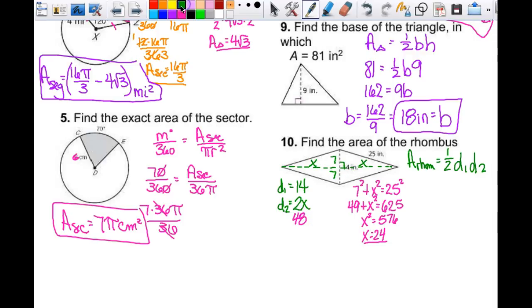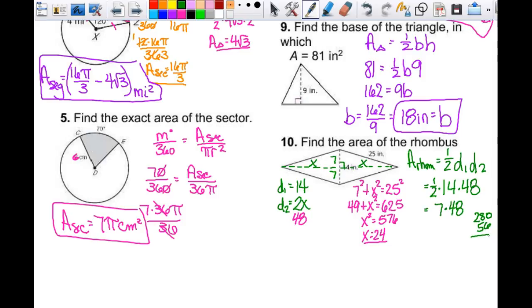So when I go back over here and substitute this in, I'm going to get 1/2 times 14 times 48. I can take half of 48 and get 24, but then I have two two-digit numbers. I think I'd rather multiply 7 times 48. So 7 times 40 is 280. 7 times 8 is 56. So when I add those together, it's going to give me 336.